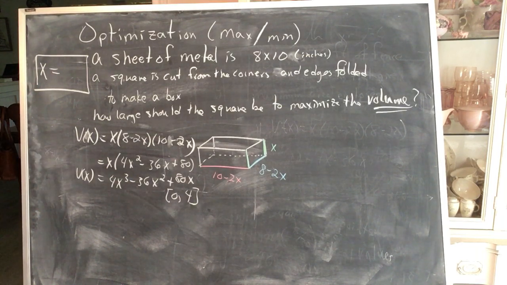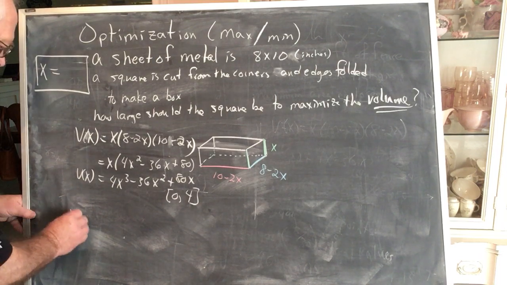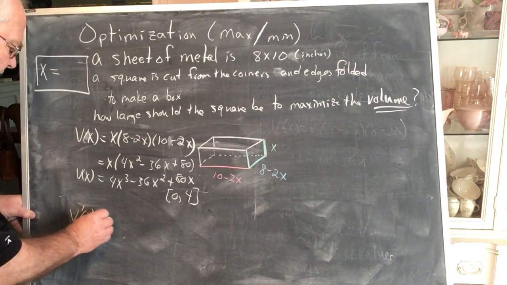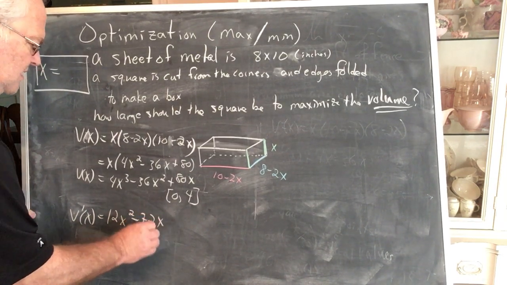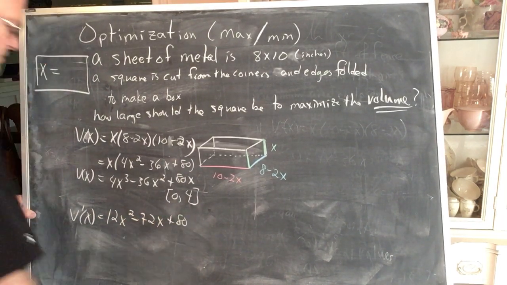And so now we're off to the races. So we need the derivative to find the critical values. 12x to the second minus 72x plus 80.